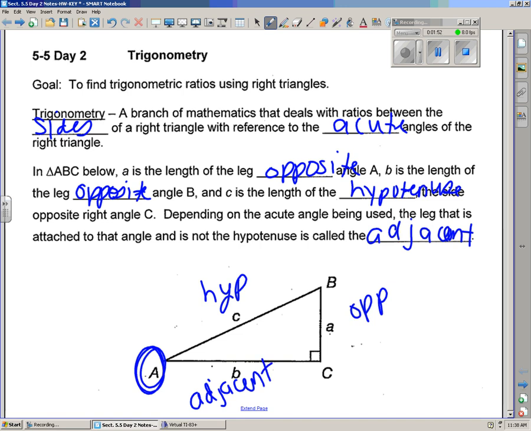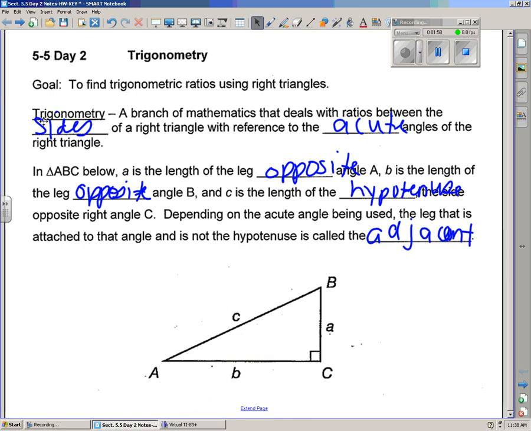Okay? If we switch this up and change the acute angle we're referring to, and now talk about the acute angle B, well, the hypotenuse can never change. It's always opposite the right angle. But now the leg that's opposite angle B happens to be little b, and the leg that's attached to angle B, that's not the hypotenuse, is the adjacent.